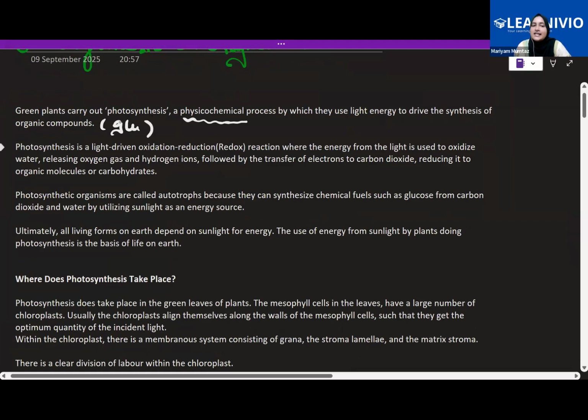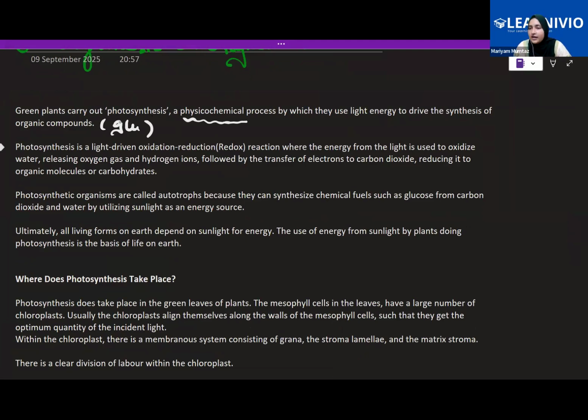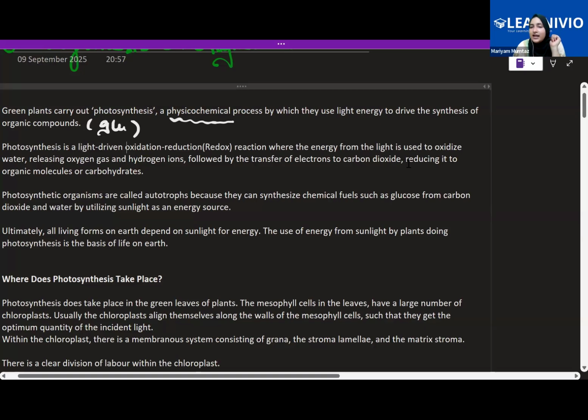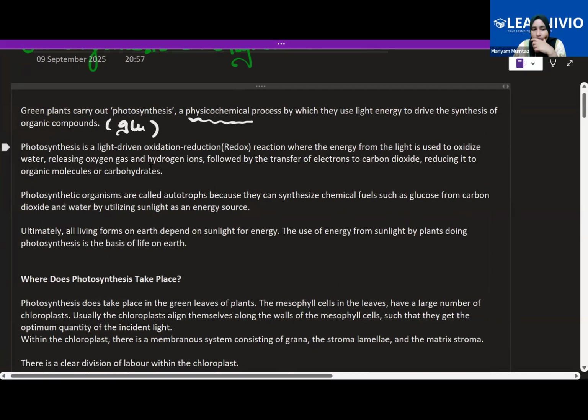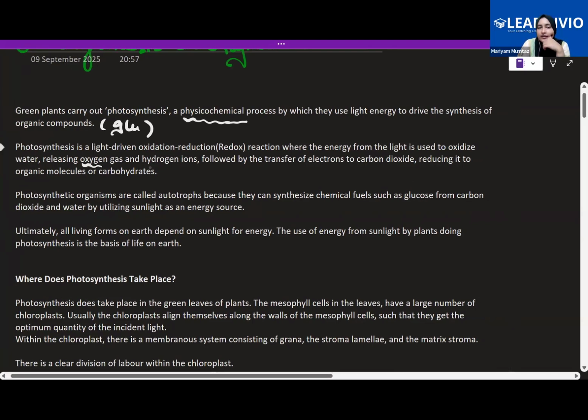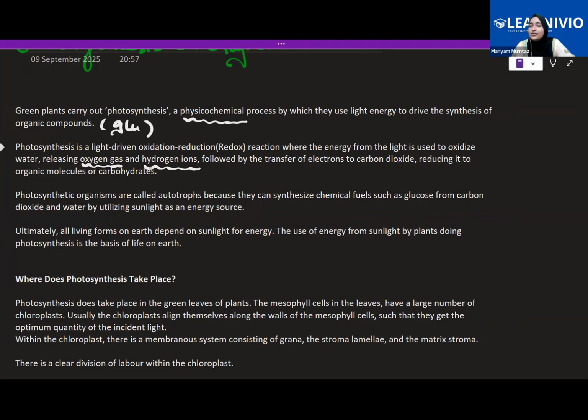Now, photosynthesis is a light-driven oxidation reduction reaction. It's a redox reaction. It's not just oxidation, not just reduction. Rather, it is a mix. It is a redox reaction where the energy from the light is used to oxidize the water, releasing oxygen gas and hydrogen ions, followed by the transfer of electrons to carbon dioxide. So here in the process of photosynthesis, the water molecule undergoes oxidation, whereas the CO2 molecule undergoes the process of reduction.